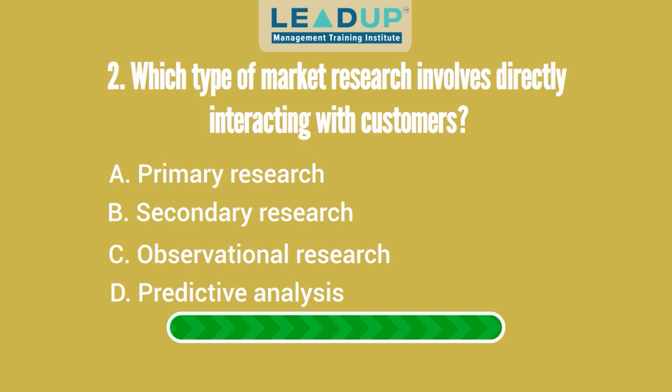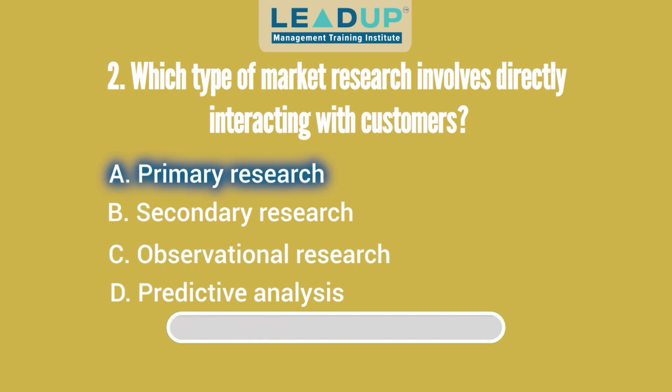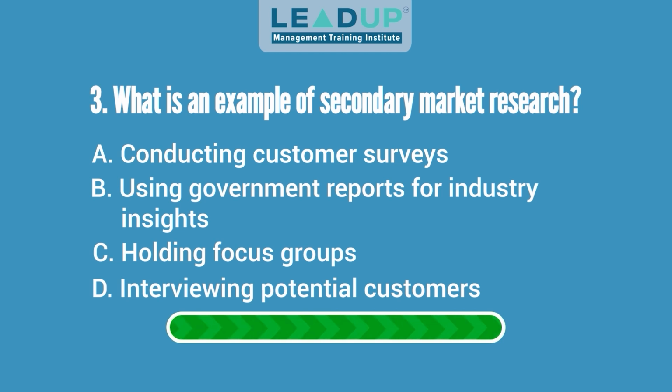Question 2. Which type of market research involves directly interacting with customers? A. Primary research. B. Secondary research. C. Observational research. And D. Predictive analysis. Answer: primary research.